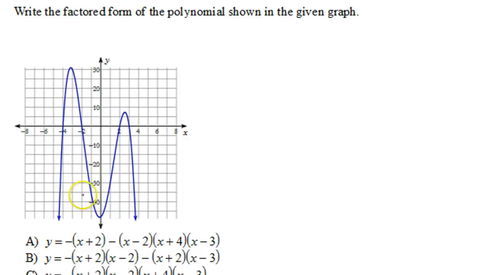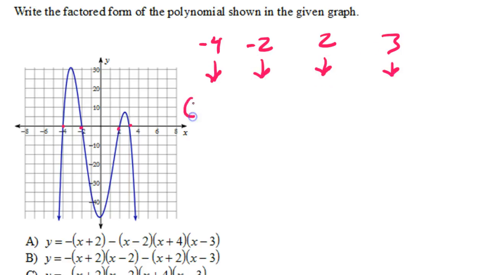In this video, we will write the factored form of the polynomial shown in this graph. Step 1, x-intercepts. We have x-intercepts at -4, -2, +2, and 3. Each of these x-intercepts will correspond to a factor in the polynomial.